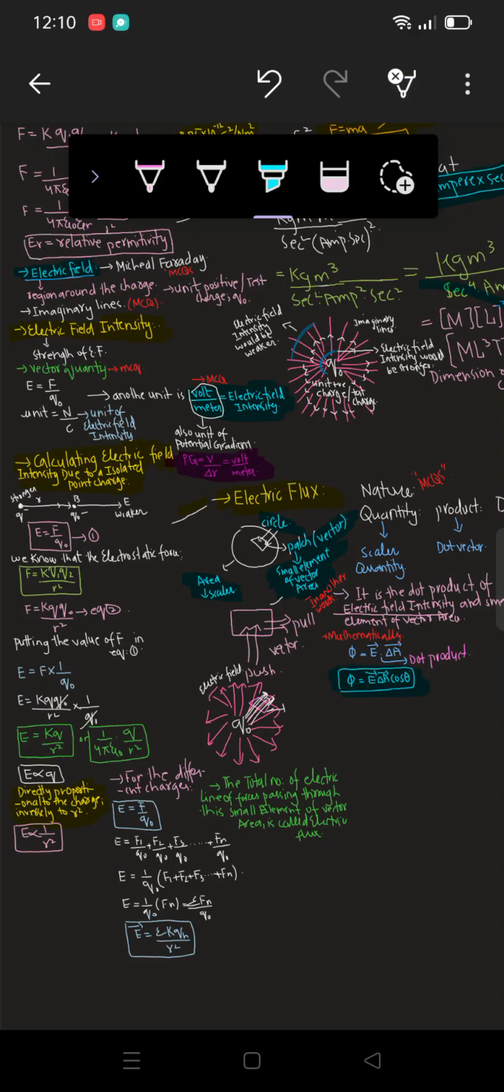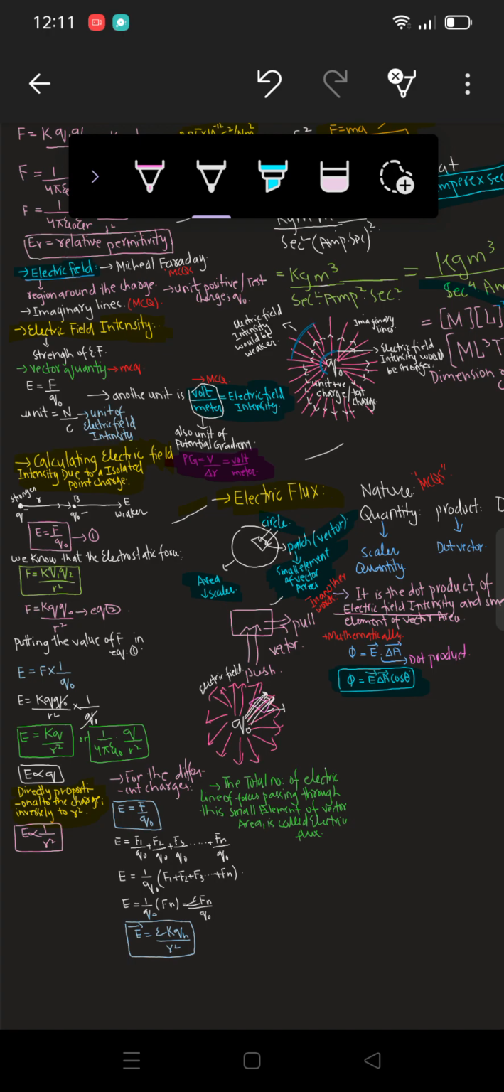Okay, so as in the last video, we discussed electric flux. What was that? It was the number of electric lines of force passing through a very small element of vector area. In the second definition, we talked about its product: the dot product of electric field intensity and the small element of vector area.